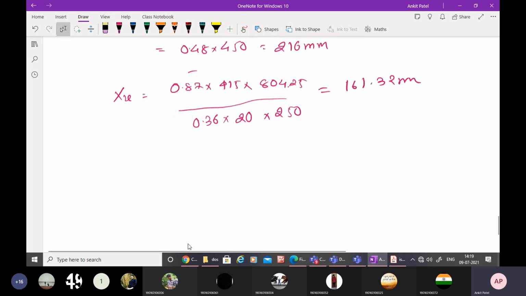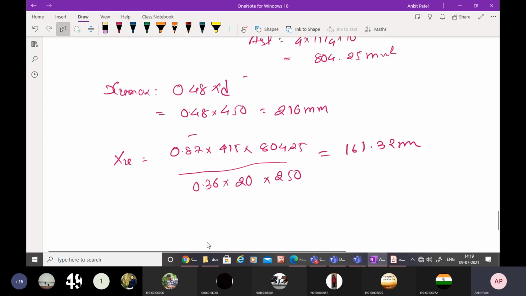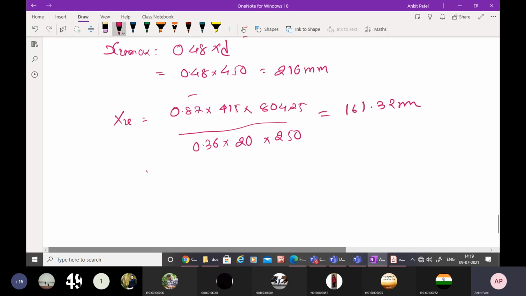So this answer is 161.32 mm. Now let's compare the value of XU and XU max. From this we can determine the type of section, and the section is an under reinforced section. This is under reinforced section.